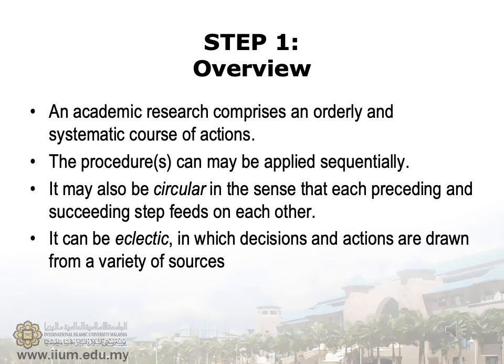Briefly, academic research comprises an orderly and systematic course of action. The procedure should allow for the replication of the study across time and settings. The research procedure and activities can be applied sequentially. It may also be circular in the sense that each preceding and succeeding step feeds on each other. It can be eclectic, in which decisions and actions are drawn from a variety of sources.